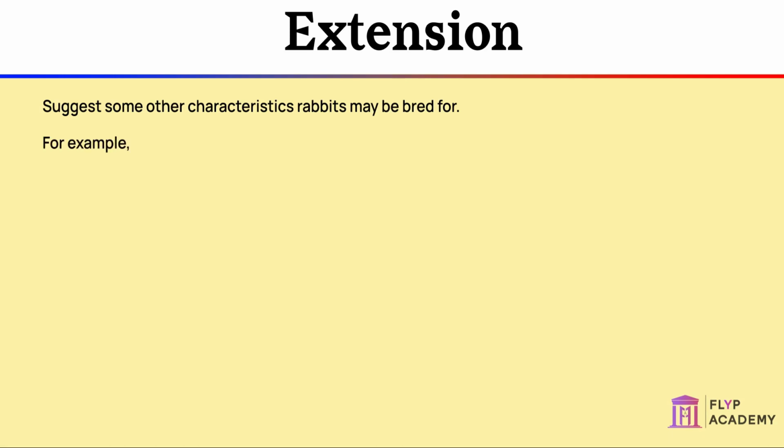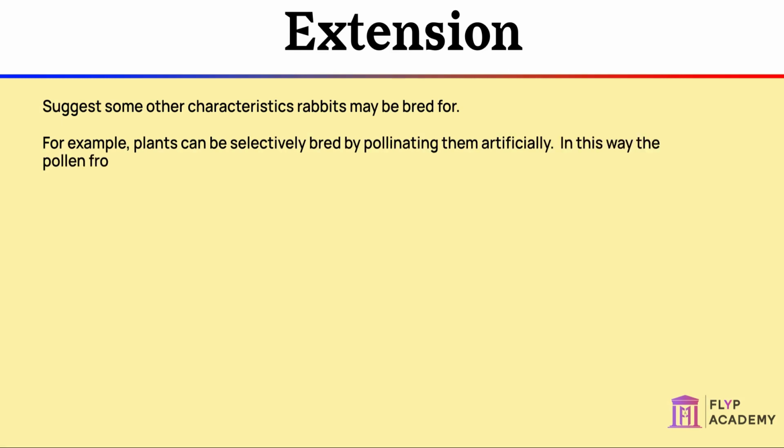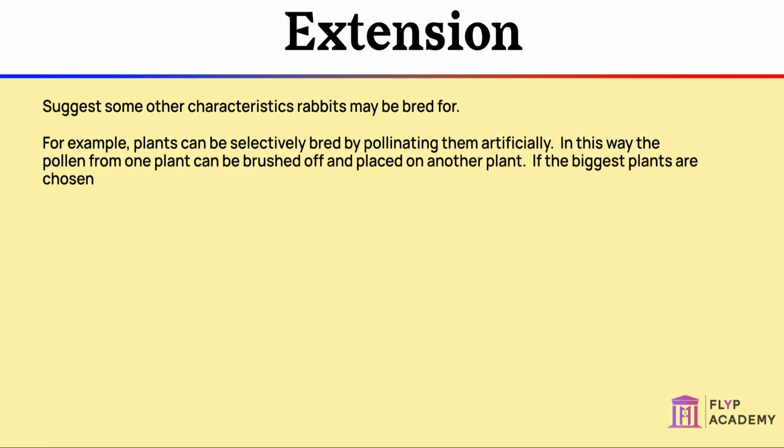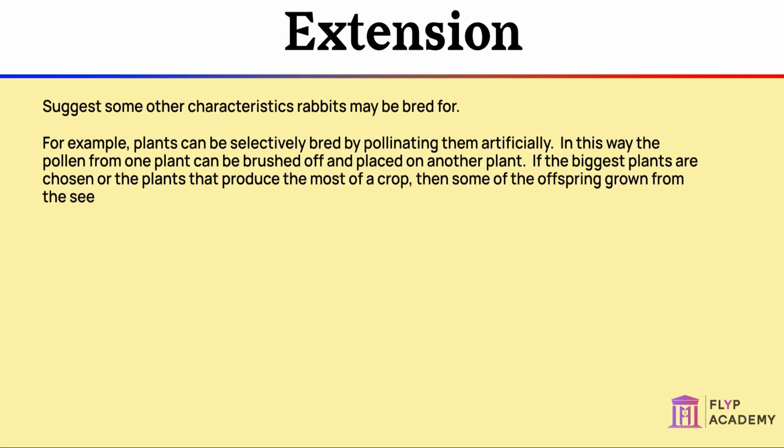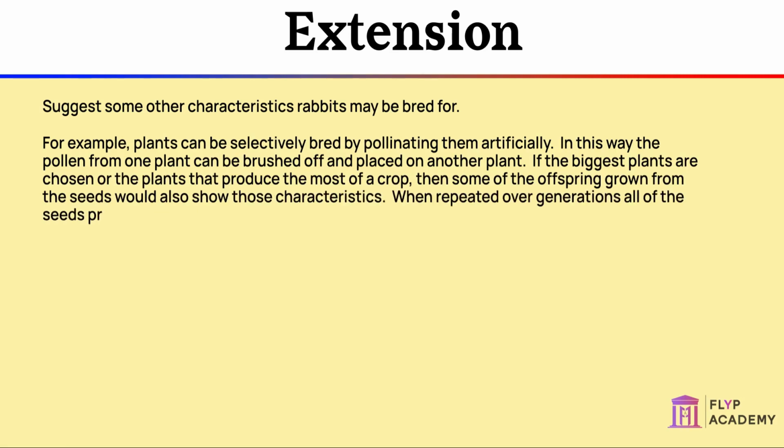For example, plants can be selectively bred by pollinating them artificially. In this way, the pollen from one plant can be brushed off and placed on another plant. If the biggest plants are chosen, or the plants that produce the most of a crop, then some of the offspring grown from the seeds would also show those characteristics. When repeated over generations, all of the seeds produced would develop into plants with the desired characteristics.